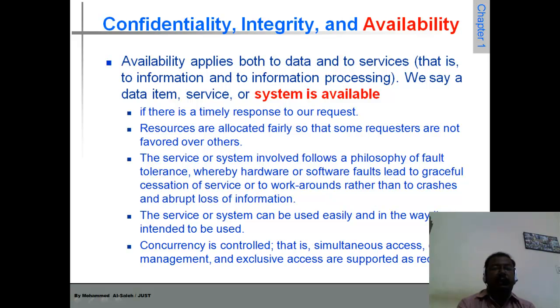The service of the system can be used easily and in a way it was intended to be used. So when you design a system, it should be in a way that it can be used easily, and it should be used in such a way that it fulfills the purpose. And concurrency is controlled, that is, simultaneous access, deadlock management, and exclusive access are supported as required. So here the concurrency should be taken into consideration.